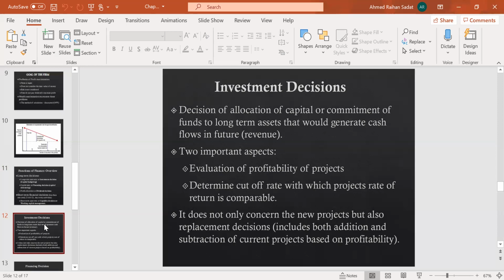So these are two important aspects of our investment decisions. It does not only concern the new projects, but also replacement decisions. That's also an important one because sometimes we misjudge investment decisions. Investment decisions do not only mean investing in new projects. Investment decision also means renovation of the existing projects or replacement of certain parts of the existing projects.